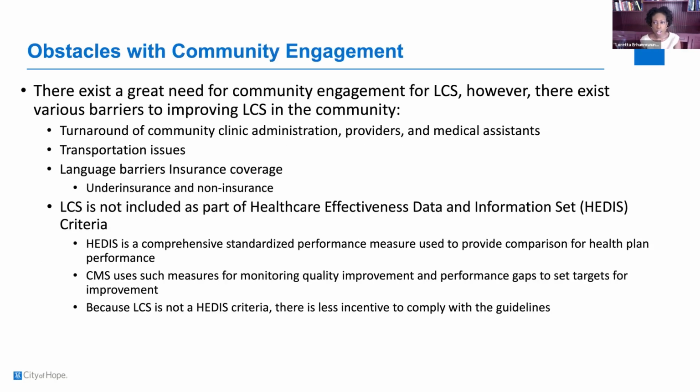So, I know there's going to be discussion about obstacles, and so I would just focus in on the last part, which is the HEDIS criteria. For those of you who might engage in community clinics, and particularly FQHCs, you probably know about the Healthcare Effectiveness Data and Information Set criteria. In essence, it's measures for monitoring quality improvement performance gaps. So it's the metrics that our docs and our providers at FQHCs go by.